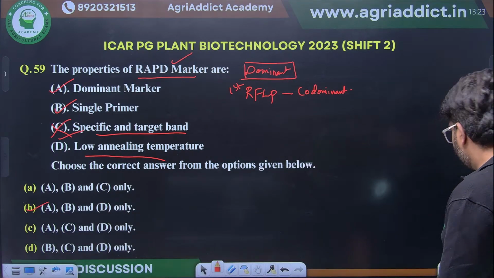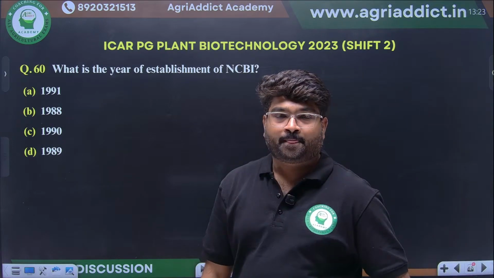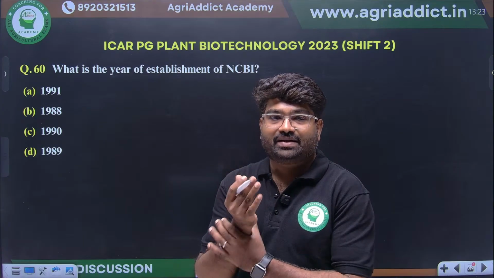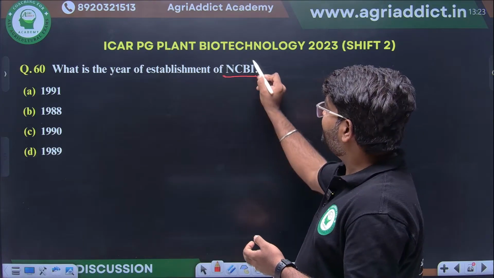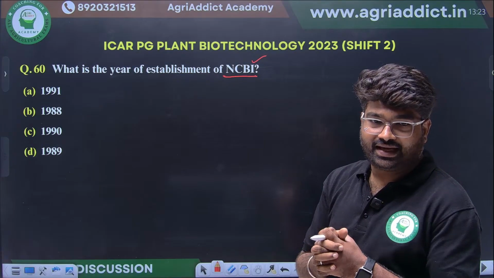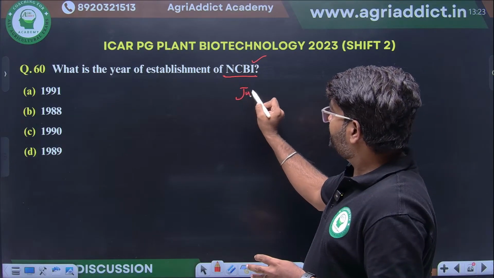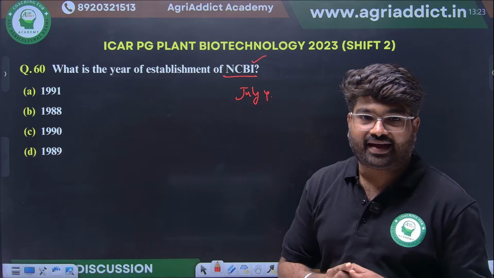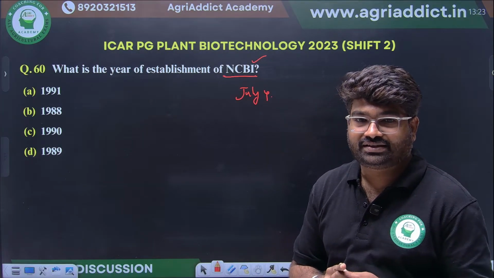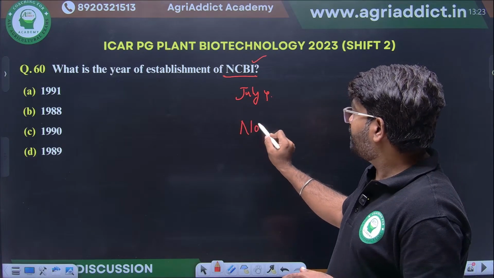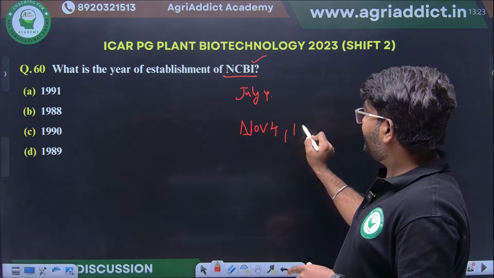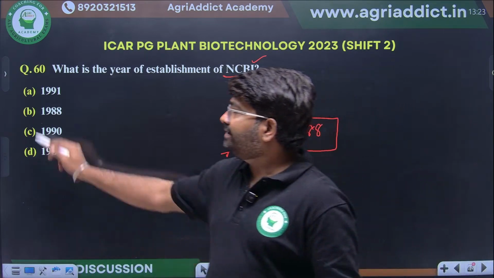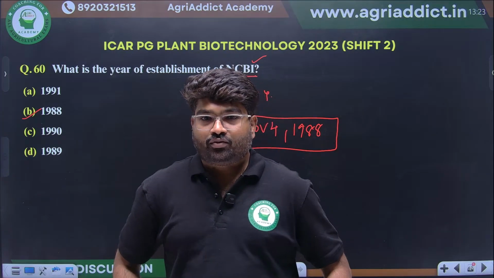Students have already answered. Last question of today's session. What is the year of establishment of NCBI? When was NCBI established? You have an exam on July 4, JRF. NCBI was established on November 4, 1988. Okay, this is important. November 4, 1988.